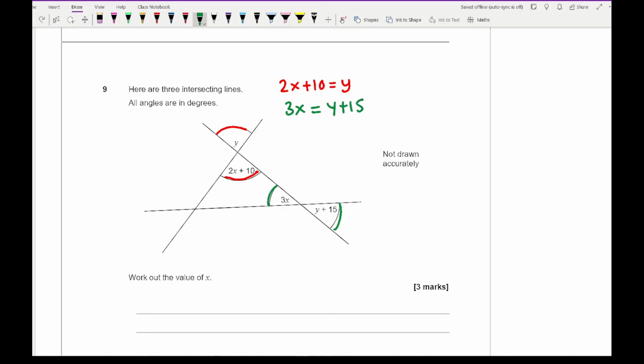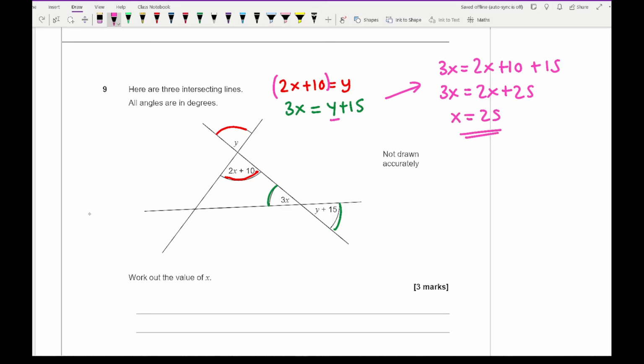Now I can easily substitute those values in. You can use the substitution method of swapping y with 2x plus 10 and then going on to solve it. So let's actually do that. Here I've got 3x equals 2x plus 10 plus 15. So 3x equals 2x plus 25. So x equals 25, and that is one way of doing it.